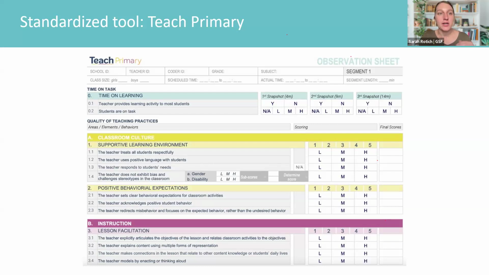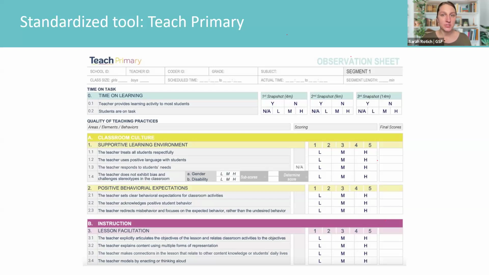There are some standardized tools that can be used for these kinds of observations. And it's also possible to develop tools that are specifically for a particular innovation. So I'll give examples of both. The first one is from the World Bank. It's called Teach Primary.